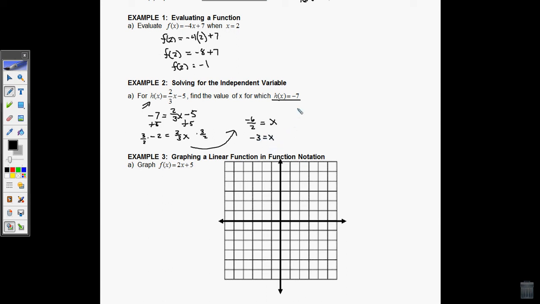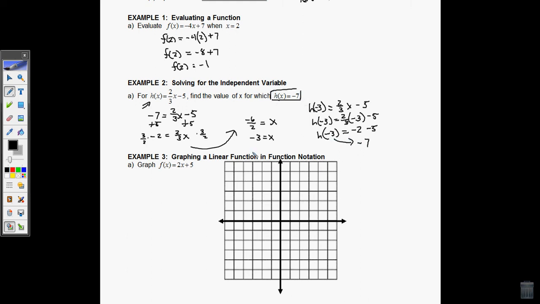And again, I can check this. Coming back to my original equation, h of negative 3, the function value of negative 3 in the function h, should equal 2/3 x minus 5, where if this is h of negative 3, that should be 2/3 times negative 3 minus 5. h of negative 3 equals 2/3 times negative 3, which is just going to be negative 2, still minus 5, and that equals negative 7, which is what h of x is supposed to equal.